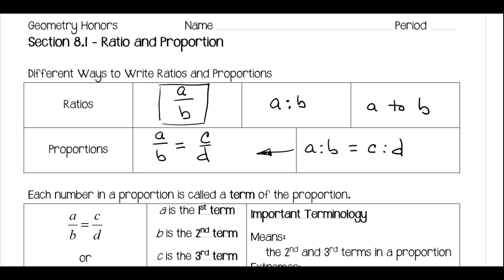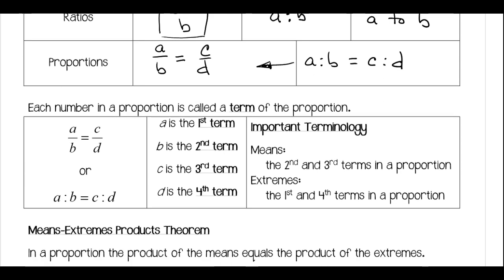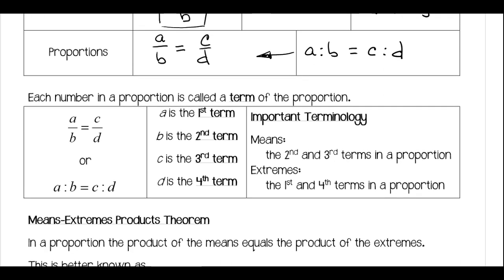So when we have a proportion, each number is called a term. Here's our proportion written in both different ways, and we can refer to each term as the first, second, third, or fourth. So we can see that A is the first, and then we're going down, and then over to the next ratio, and then down again. So A is the first, B is the second, C is the third, D is the fourth.